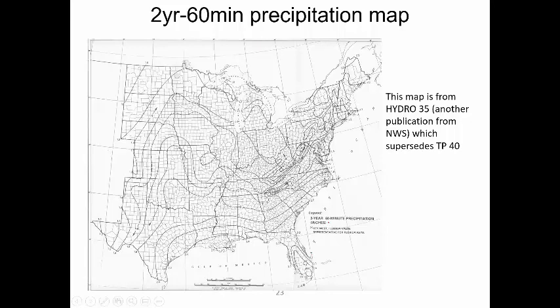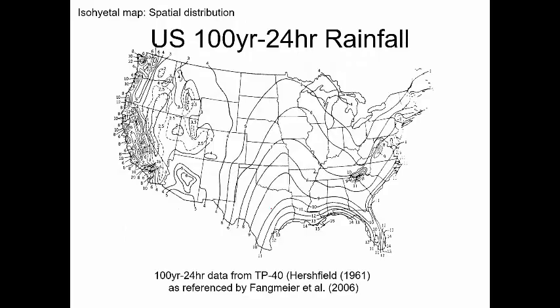Here you have a 2-year, 60-minute precipitation, and it's given in inches. Sometimes you can find the information for intensity. What would be the intensity of such a storm, for example? Okay, so this is a 100-year, 24-hour rainfall, and you can see here where we are. So that doesn't seem like it would be very strict anymore, right?